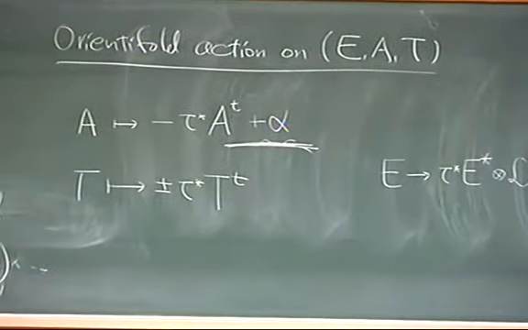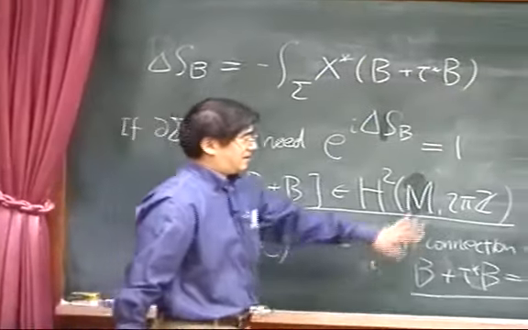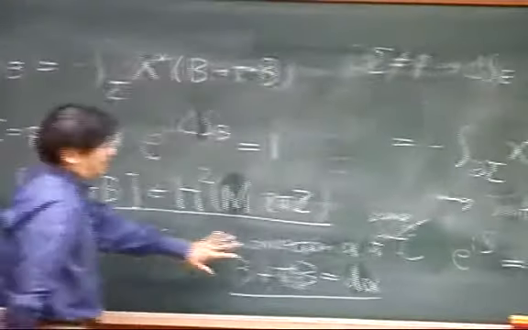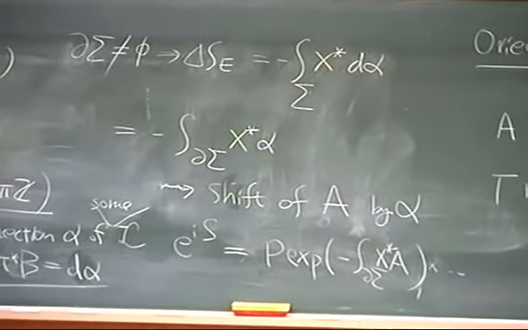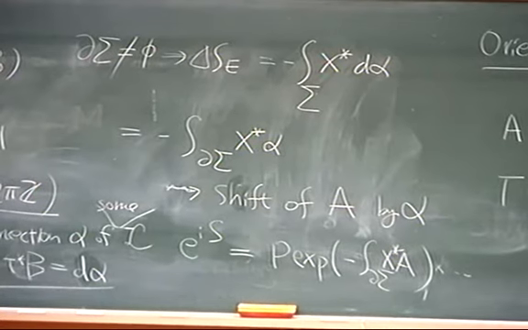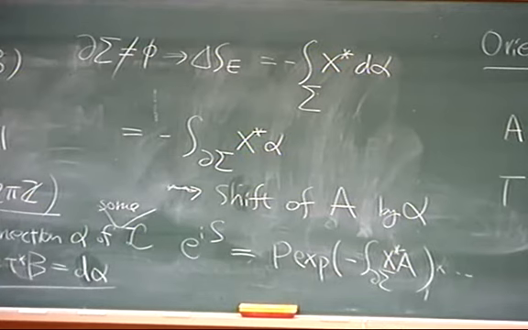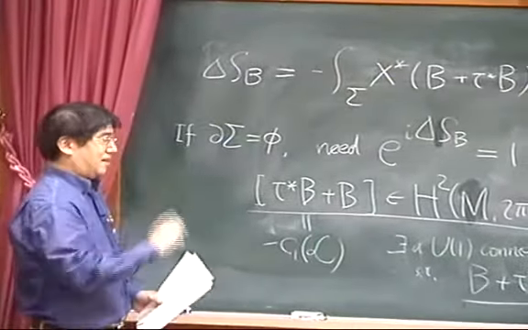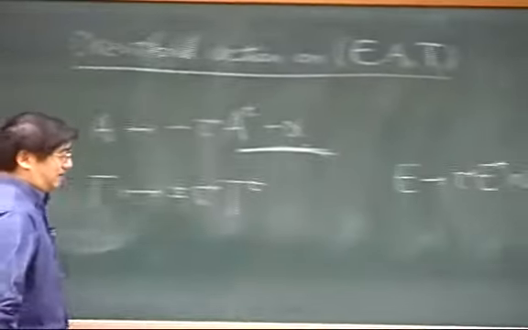So alpha has to be... If you have a B field, then necessarily a B field with such alpha shifts the gauge field. And there can be many such alpha, and you have to make a choice. Actually, this choice is important. But let's see, I will explain what kind of choice it is.